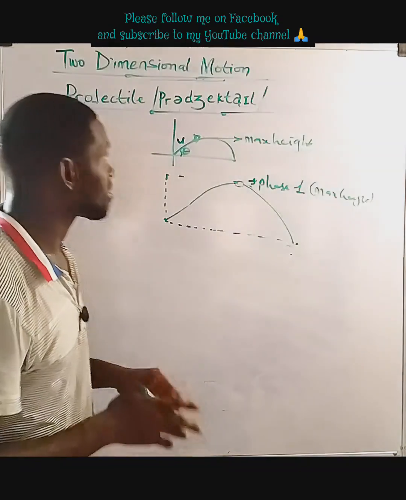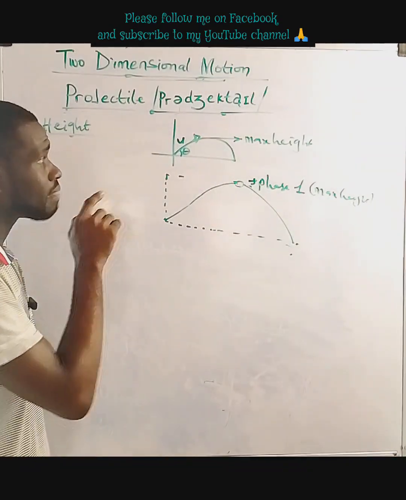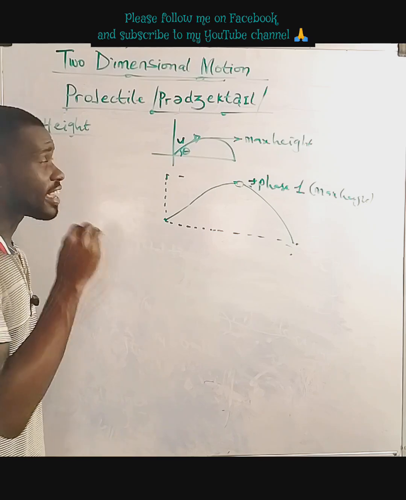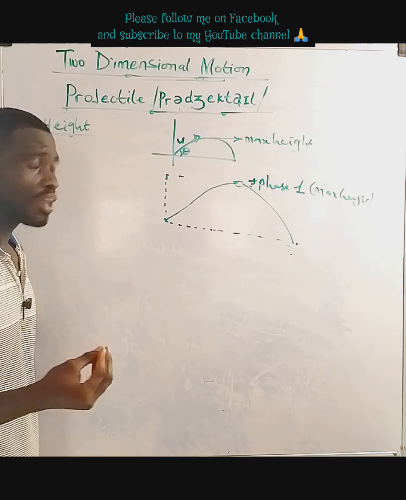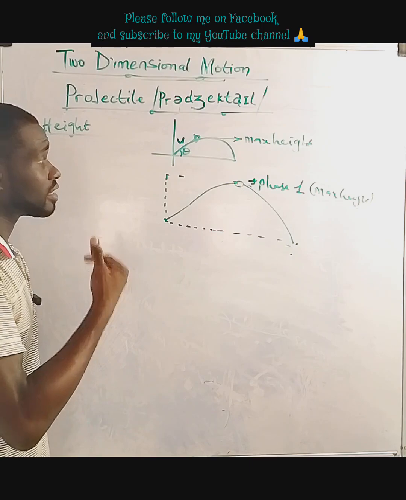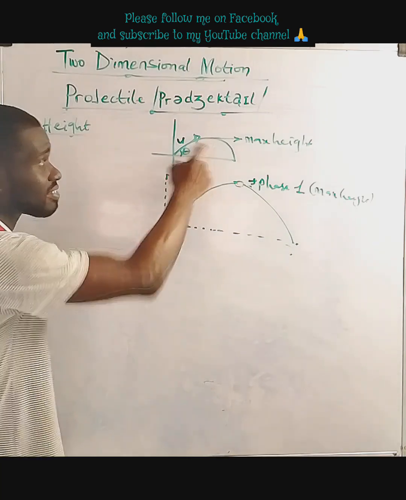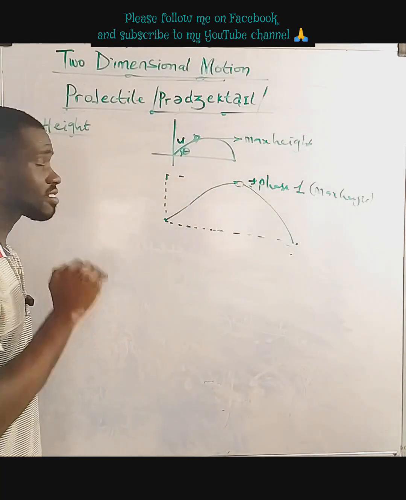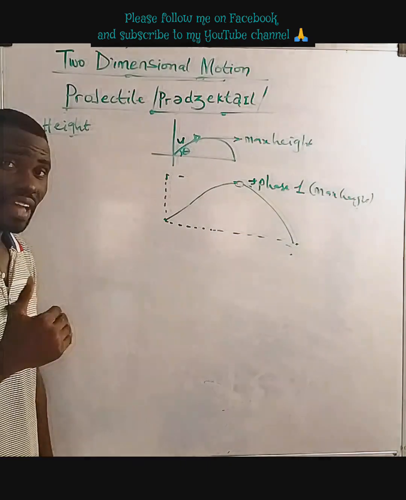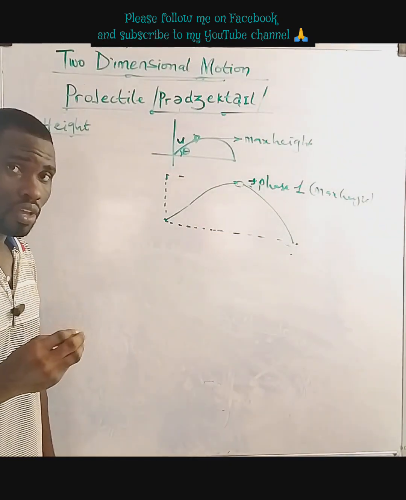Don't forget, the max height is simply the height attained by a given projectile or a given body. A projectile is known as an object. You understand? So the height a body or a given projectile attains, whereby the final speed along the y-axis of that given body is zero, that's what we call max height.